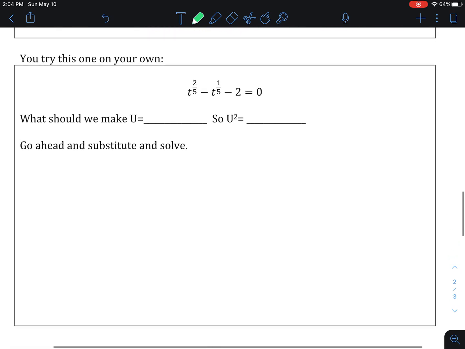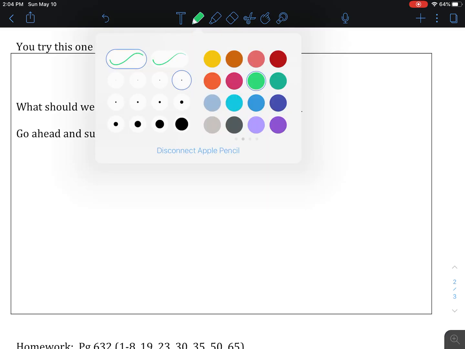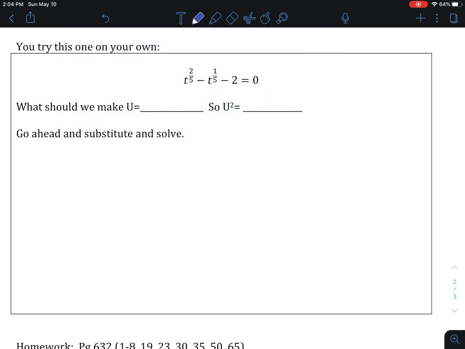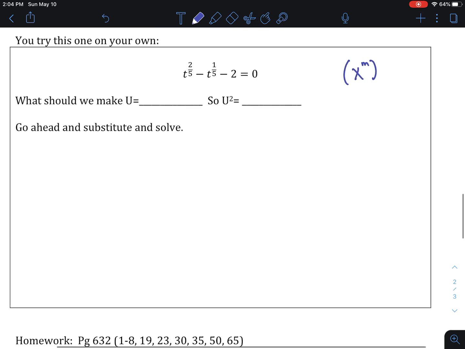Okay, so we have one more to do, and this is with fractional exponents. I'm going to change the color here for a second. Let's do purple. Remember that it's all based upon this exponent rule, the power to power rule. When we are raising a power to another power, we multiply the exponents together, and that's what happens when we are using a U substitution as well, okay?